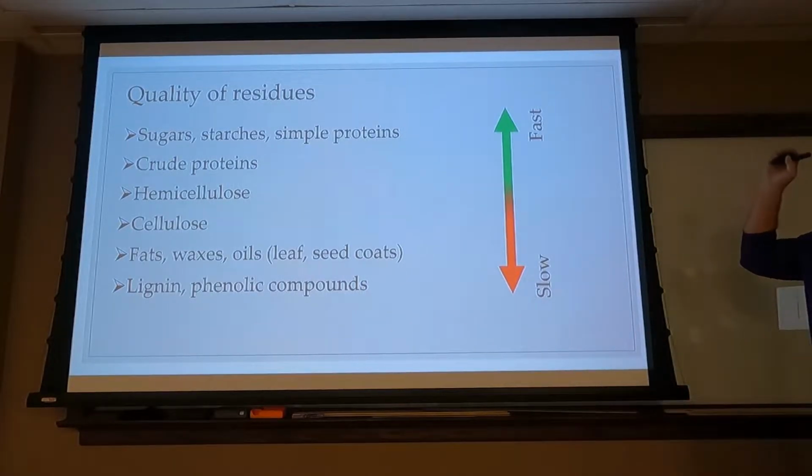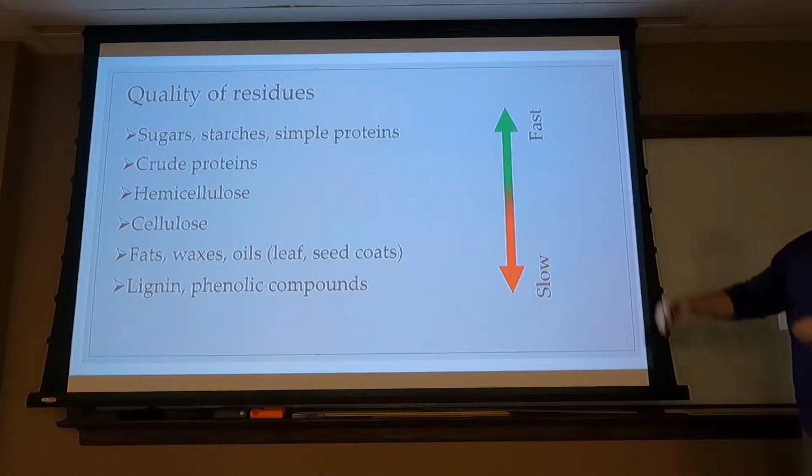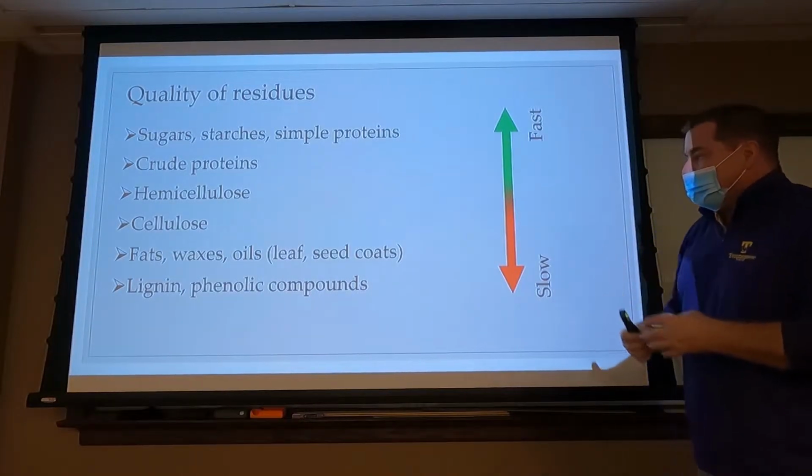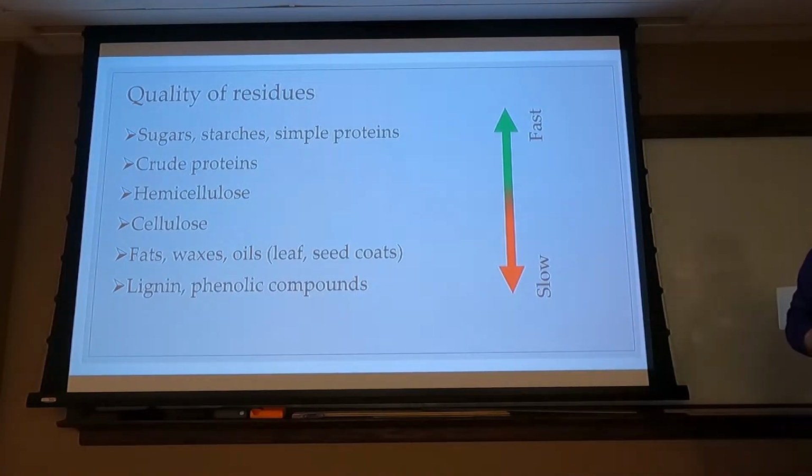Those crude proteins and hemicellulose and cellulose are going to be kind of like the structures that hold everything together. We have fats, waxes, and oils, and those are very difficult to break down. You can just think about that from a human perspective. The hardest things for our bodies to digest, decompose, and metabolize are going to be fats and oils, right? So we want to stay away from very fatty foods.